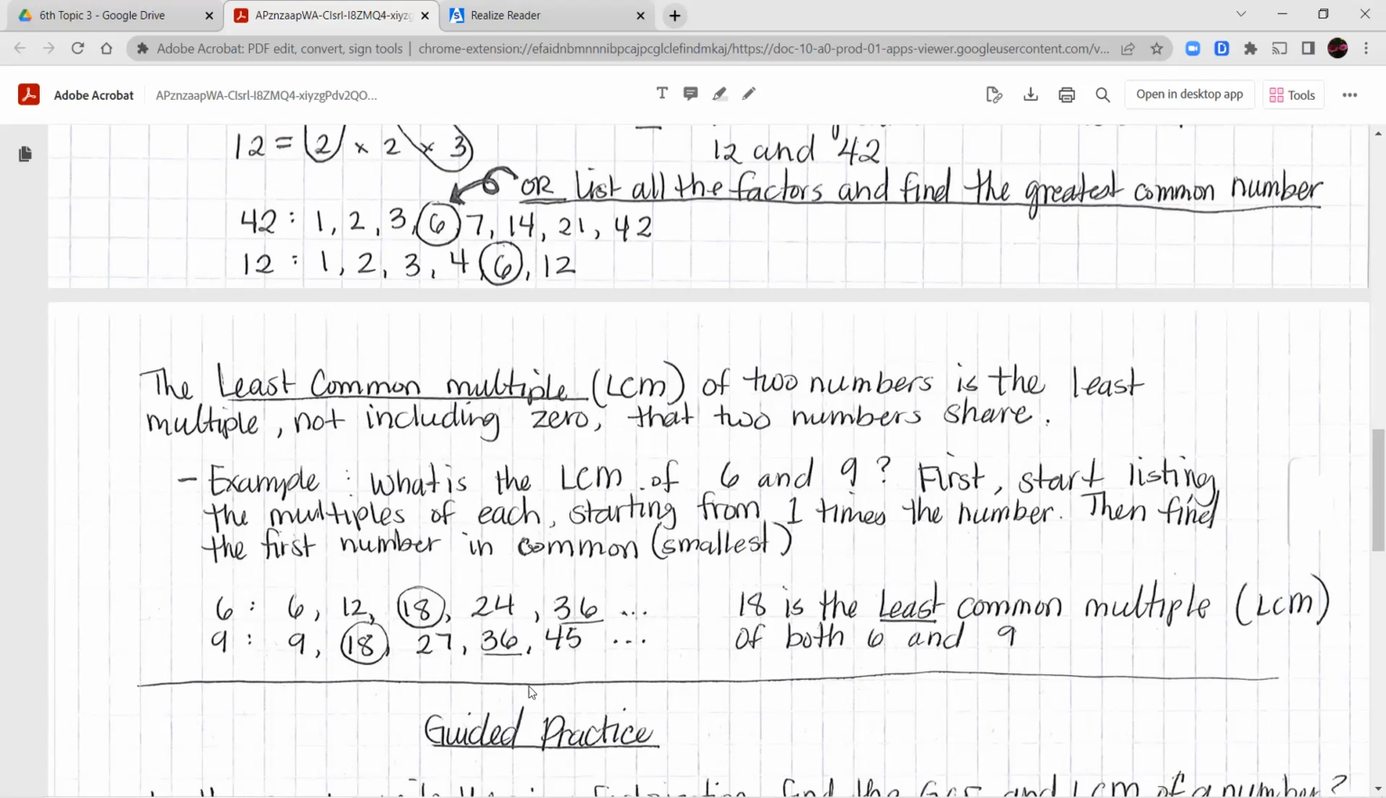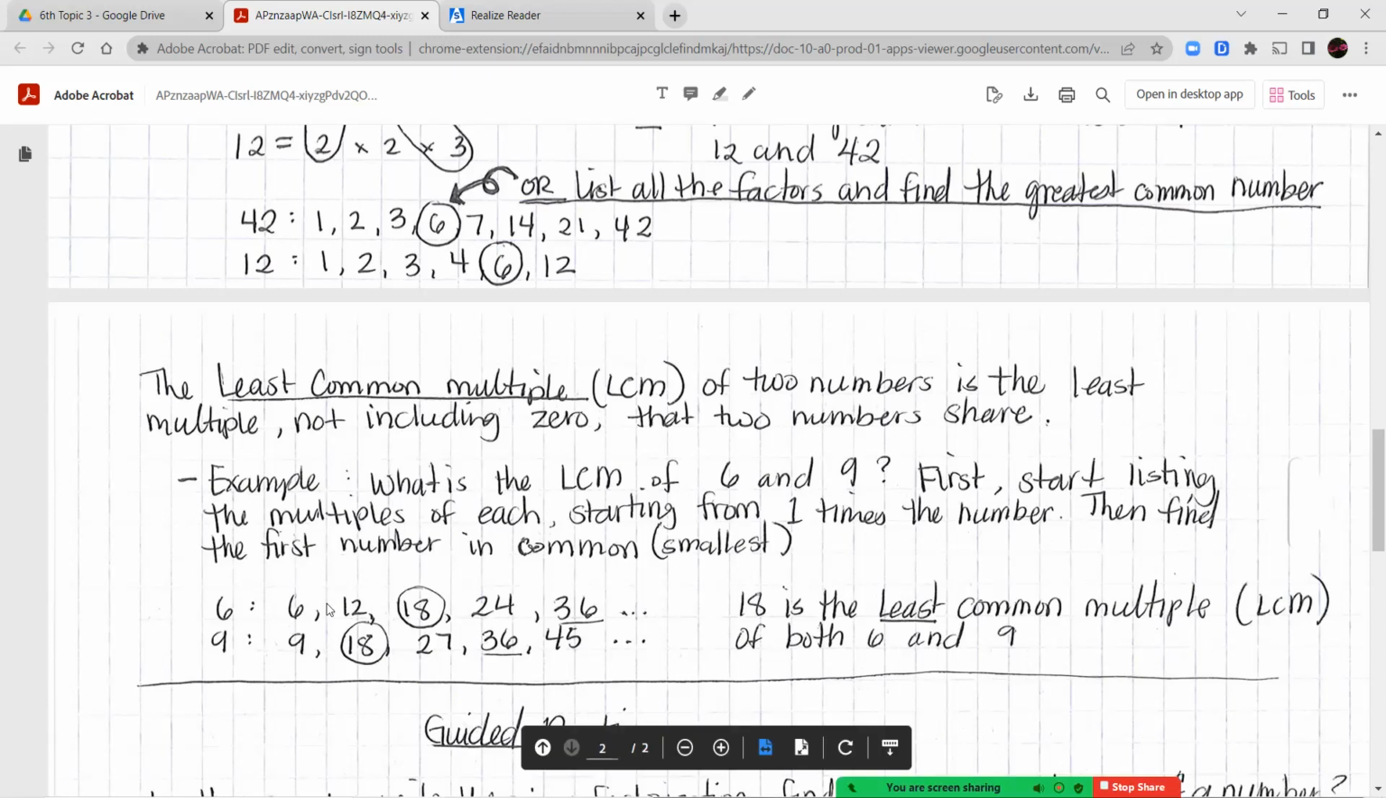Now, the least common multiple, least means the smallest number that they have in common when you are multiplying those numbers. So if you look at the multiplication chart for 6 and the multiplication chart for 9, those families, you find the smallest number that's the same in both. That's your least common multiple. Remember, a multiple is what you get when you multiply.